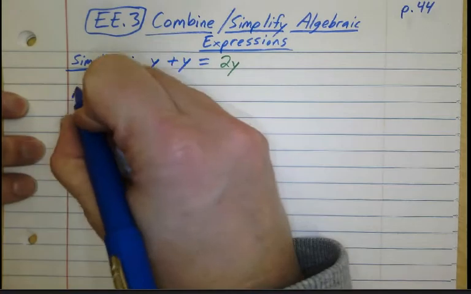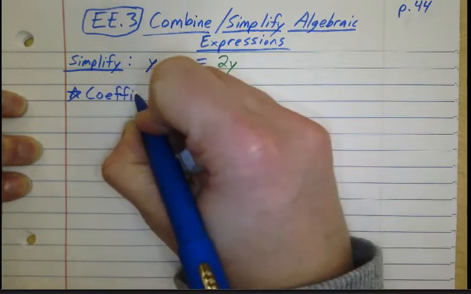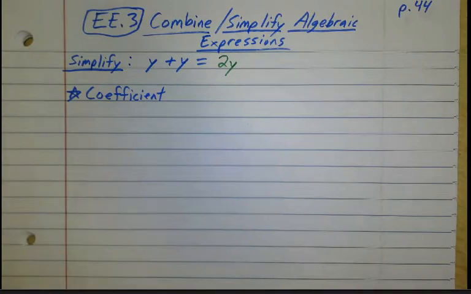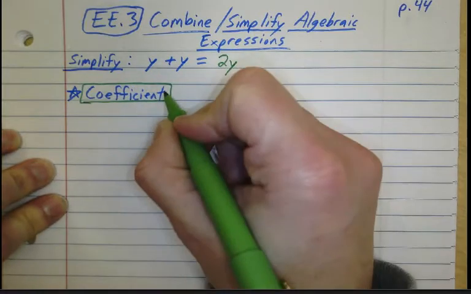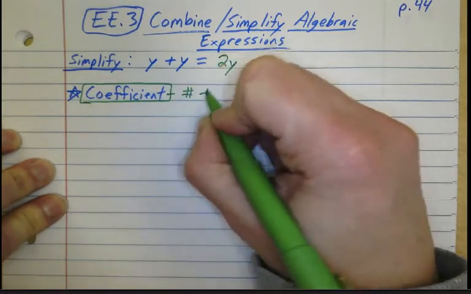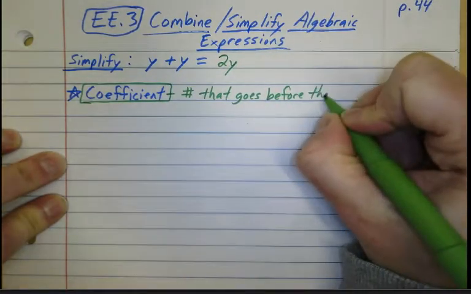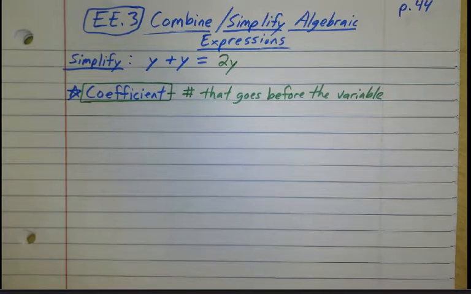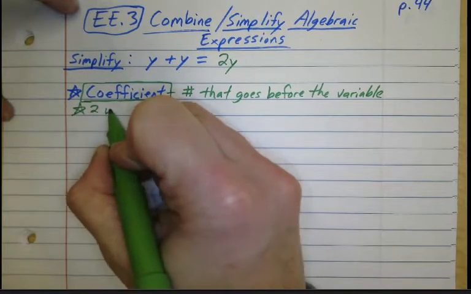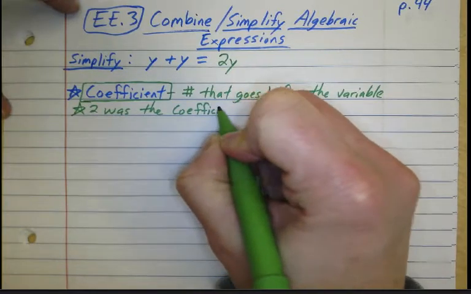A term that we are learning here is called coefficient. The coefficient is basically the number that goes in front of the variable. So in this example, our coefficient would be 2. You will always see a number in front of a variable. You will never see a variable and then a number next to each other. That's just not proper. So in this example, 2 was the coefficient.